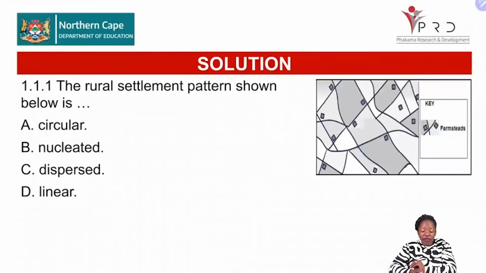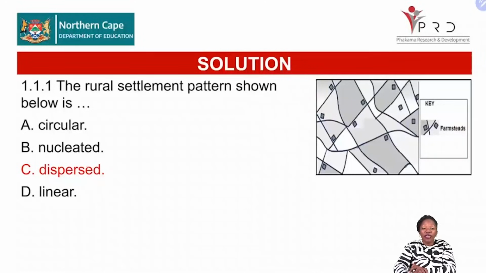Our option there, the rural settlement pattern that is shown below, we are looking at a dispersed. Remember, we are guided by this key, which is a farmstead. So there is one there and another one there and another one there. You can see that they are far from each other. So therefore, that pattern is a dispersed. Remember, we have 2 types of patterns, which is a nucleated when the settlements are closer together, and then the dispersed when they are far apart.